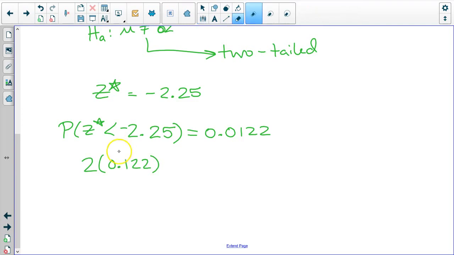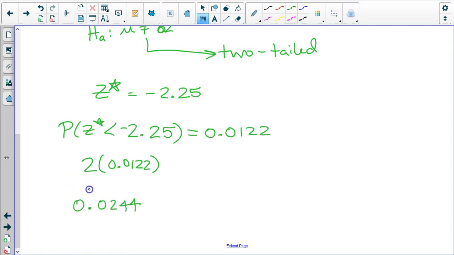I missed a 0. That's something that's so easy to do. It really is, and it can throw off lots of stuff. You know what I mean? All right, so 0.0244 is my p-value.